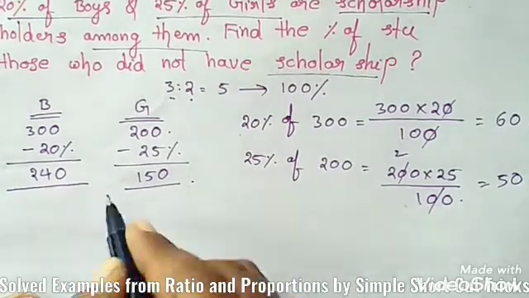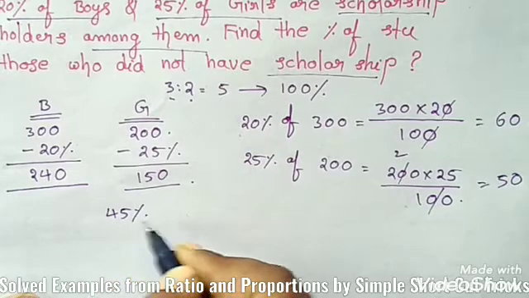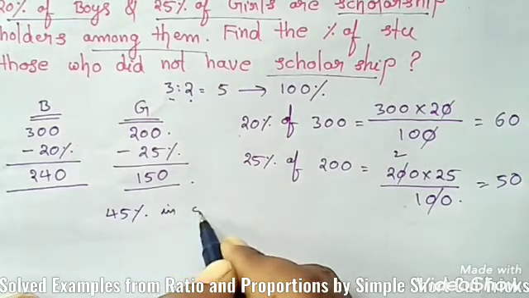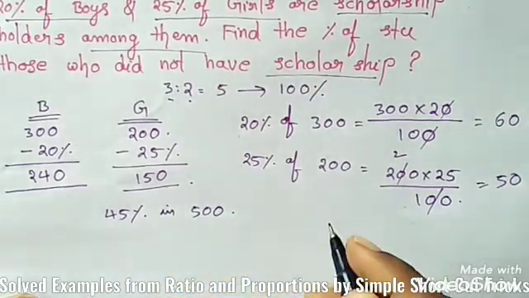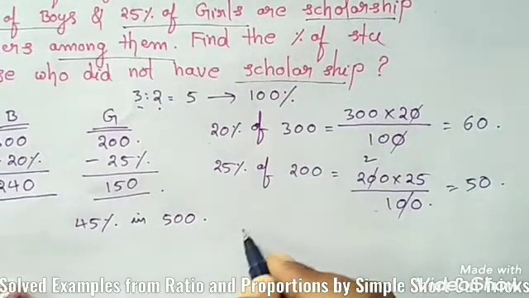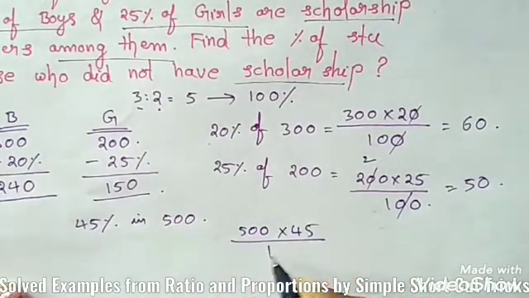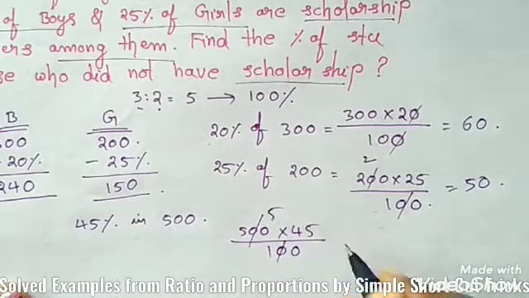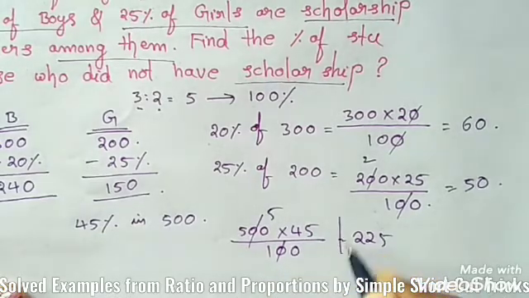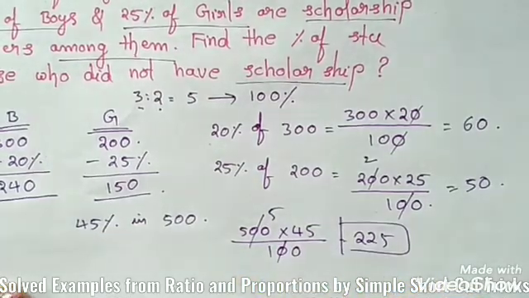So scholarship holders are 45% of 500 students. How many members? Just calculate like this: 500 into 45 by 100. So 5 times, 225 members are scholarship holders.